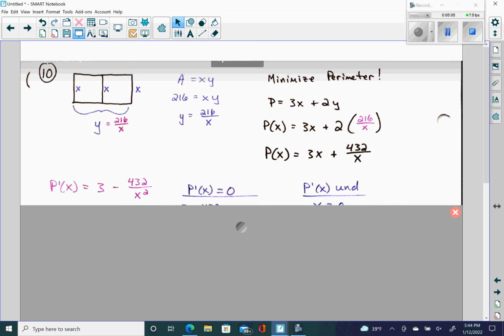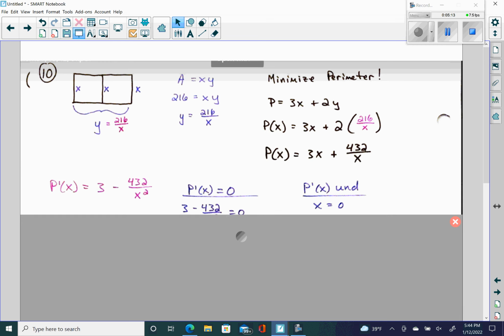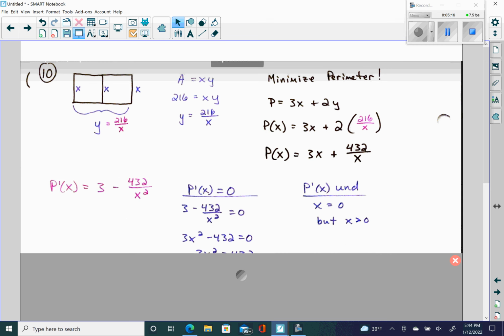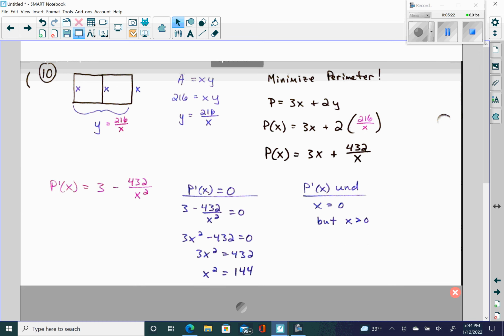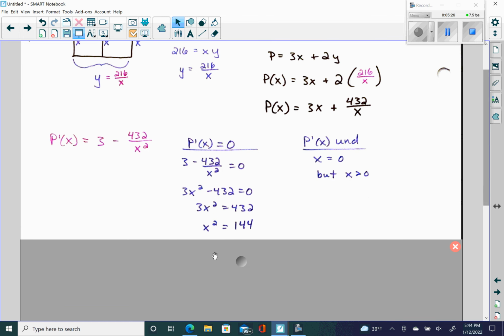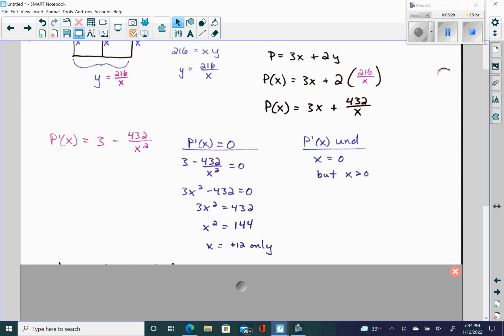Let's find the first derivative over here. So that would just give me 3. Again, we could treat this as 432 x to the negative first, and this is what results. So where is that going to equal 0? We can multiply everything here by x squared. So we get 3x squared minus 432 equals 0. 432 divided by 3 gives us 144. Now we only want a positive value, so x equals positive 12 only. It's undefined when x is 0, but x has to be greater than 0 because we're dealing with a measurement here.